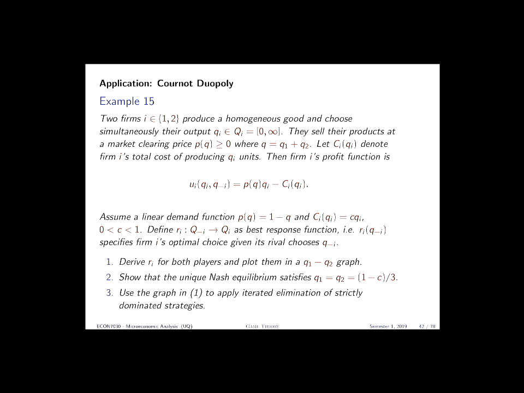Let C_i, Q_i denote each firm's cost function. And then we can define the profit functions as follows. I use U_i here to show you that this is similar to the payoffs that we discussed before in games. But usually, in firms analysis, we use the term pi for profits. So it doesn't matter. It's just a notation. But we use U_i here just to be consistent with the previous notation in terms of the payoffs.